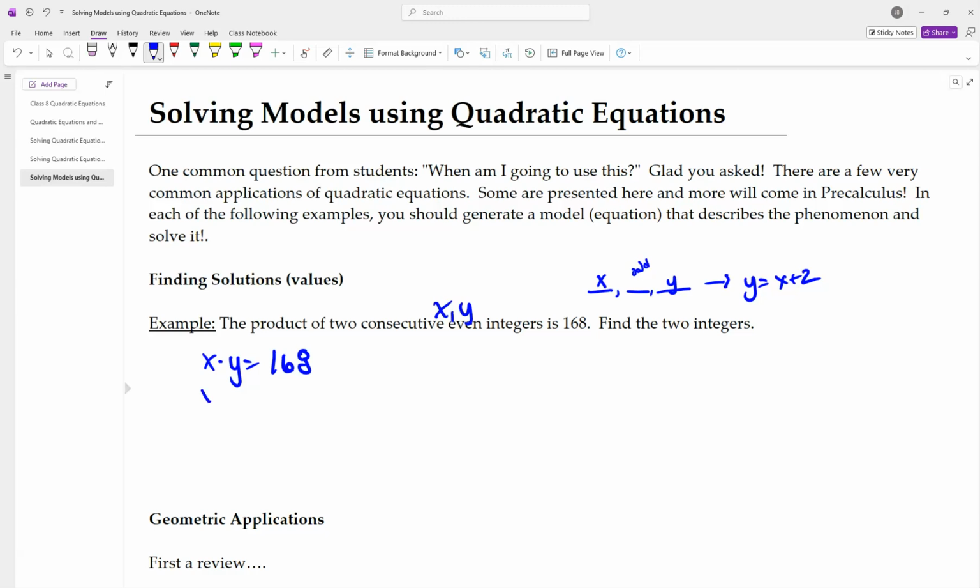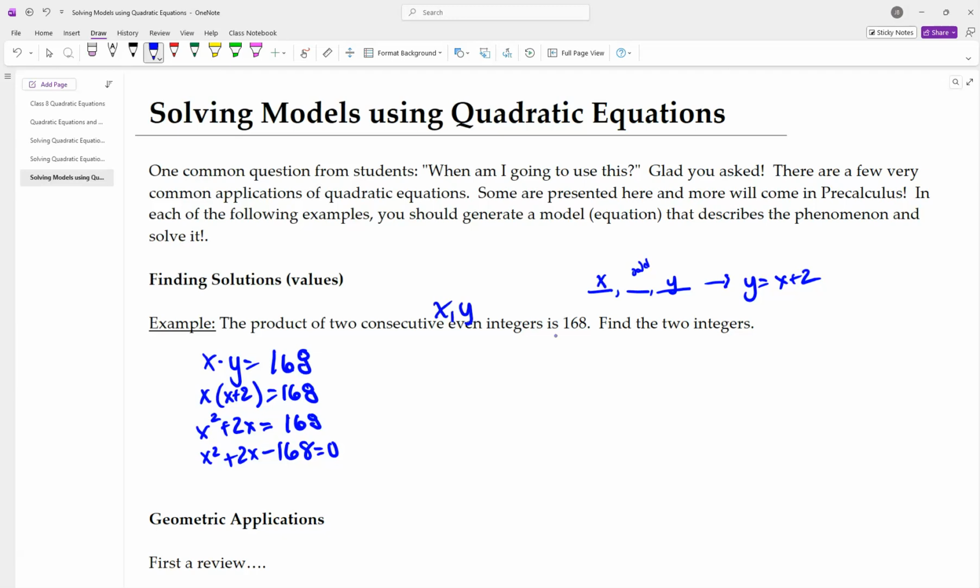So if I do that, x times (x plus 2) is equal to 168. Oh, this is a quadratic equation. If I distribute the x, I get x squared plus 2x is equal to 168. I subtract that over and I get myself a quadratic equation. I can solve this using a variety of methods. It's completely up to you what methods you want to use.